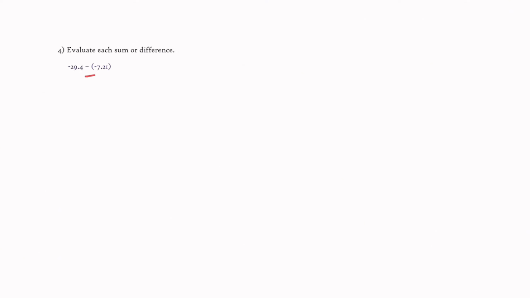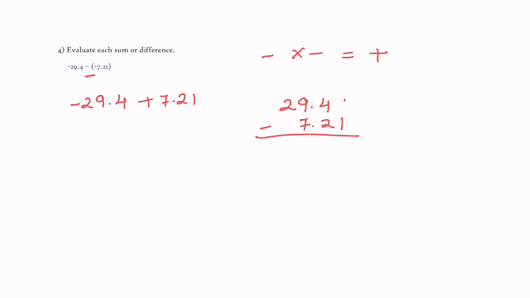The next here, is it negative or positive? So it is minus times minus, which is equal to, yes, it's plus. So our equation becomes minus 29.4 plus 7.21, which means one positive and one negative. So let's follow our process. Here I'm going to put 0. I cannot subtract 1 from 0. Let's borrow from here. That gives us 9. Here 1, 2 and 2. So the answer is 22.19 with a negative sign, as the larger number is negative.